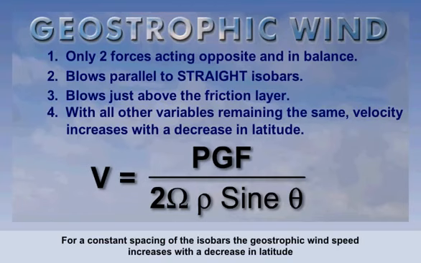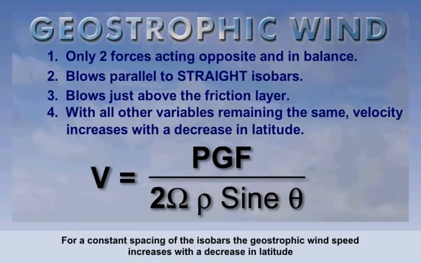So even though we may have a constant pressure gradient force, and therefore a constant isobar spacing, the velocity of the wind will increase with a decrease in latitude. Note though that for the geostrophic wind, this will only be true down to latitudes of 15 degrees, because between this latitude and the equator there is no Coriolis force, and so geostrophic winds do not blow.